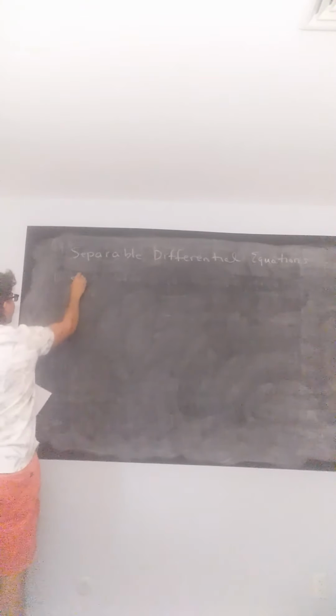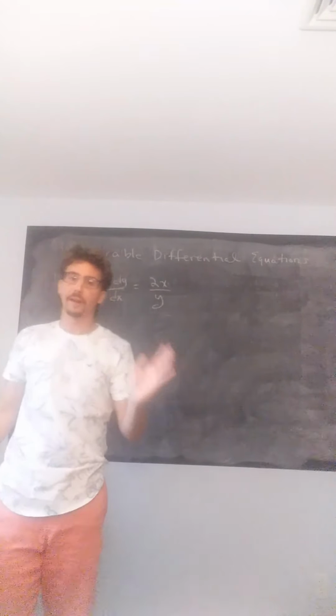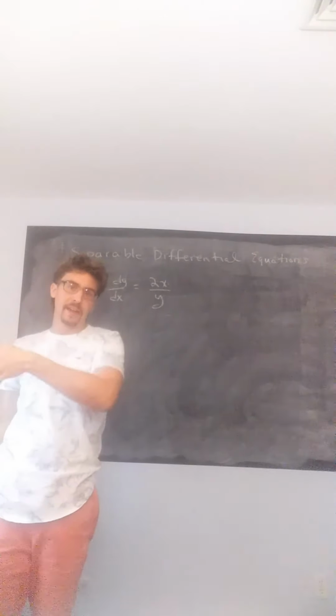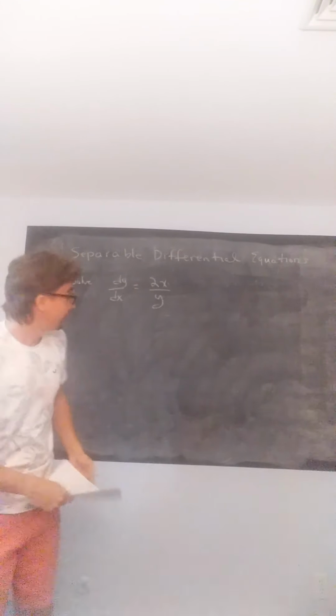So let's start off with a differential equation that looks like this. We're going to solve dy/dx equals 2x over y. This is a first-order differential equation, and we're going to make this separable. We want essentially y on one side, x on the other, and keeping in mind if you have an x, that has to go with a dx. If you have a y, it has to go with a dy.